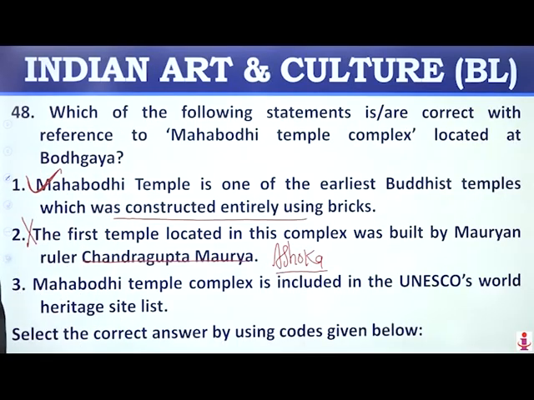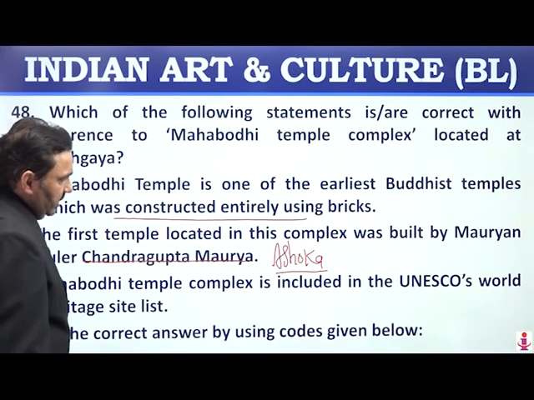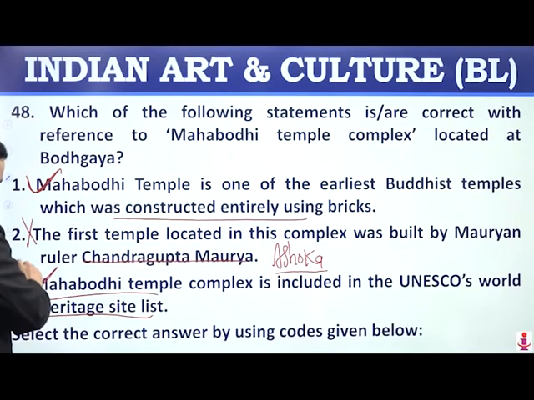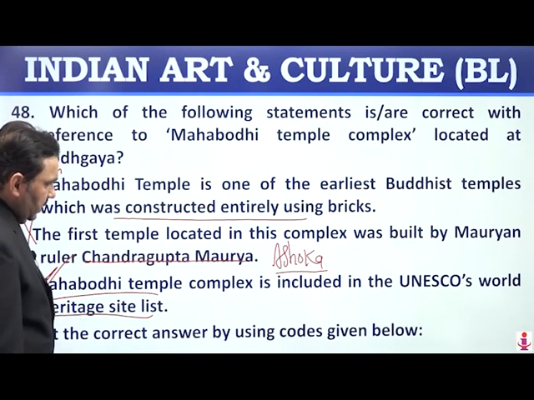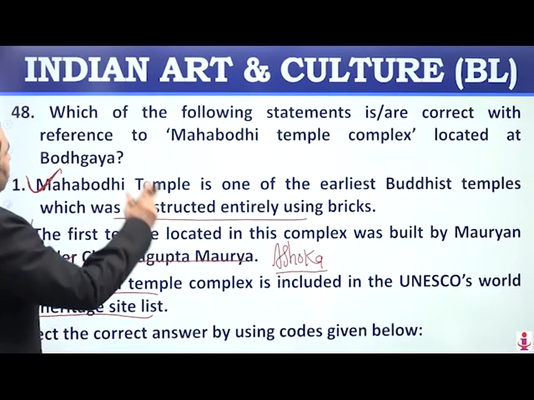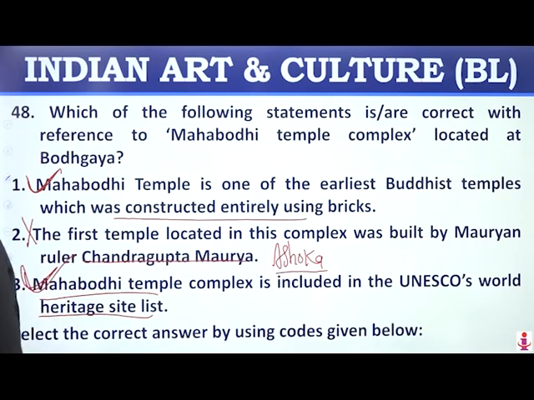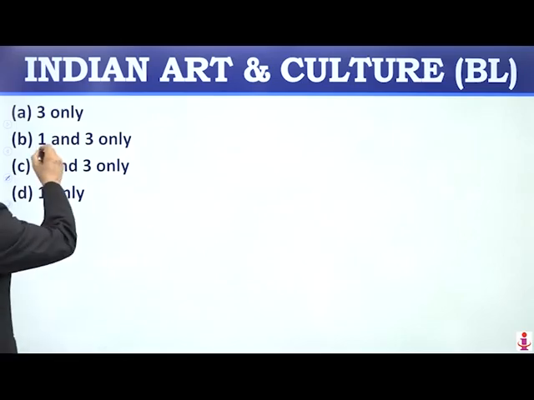Second is wrong. Mahabodhi Temple Complex is included in UNESCO's World Heritage Site list. That is correct. Choose the correct answer. You have to pick up the correct statements. 1 and 3. Option is B.